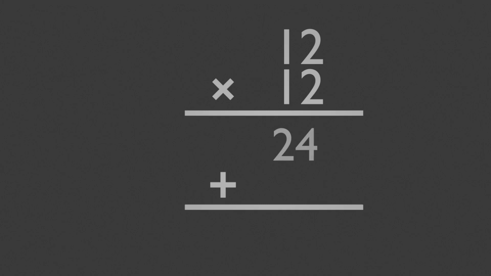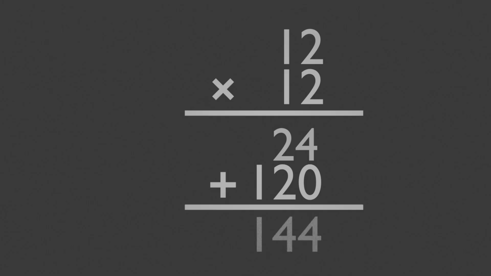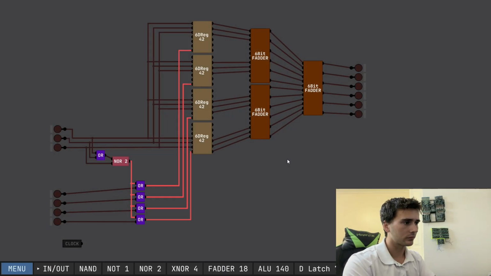So you know what I mean? So let's say we have the number 12 times 12, which is 144. So 2 times 2 is 4. 2 times 1 is 2, 24. And then we have to add that to 10 times 12, which is 120. And that will give us 144.